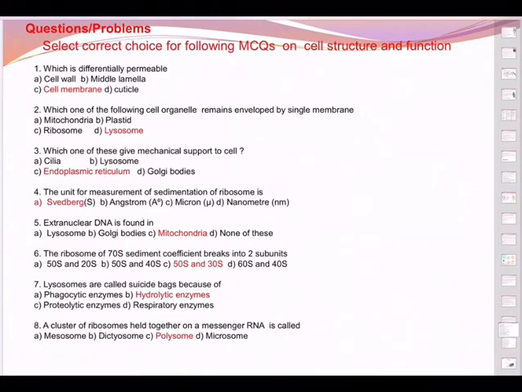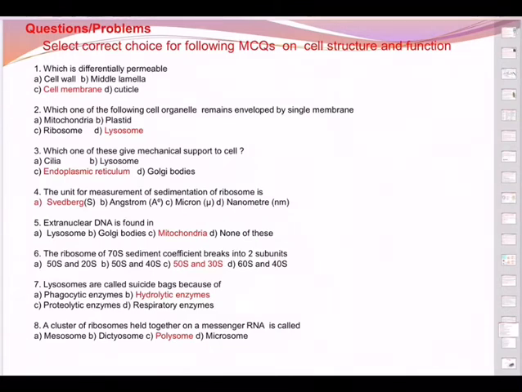Then question 6. The ribosome of 70S sedimentation coefficient breaks into two subunits. What are those two subunits? Obviously 50S and 30S. But of course, computer boys, no mathematics here. Don't say 50 plus 30 is equal to 80, so how can it be 70S? These are Svedberg units, and there is overlapping of the subunits. It is not mathematics, it's biology.